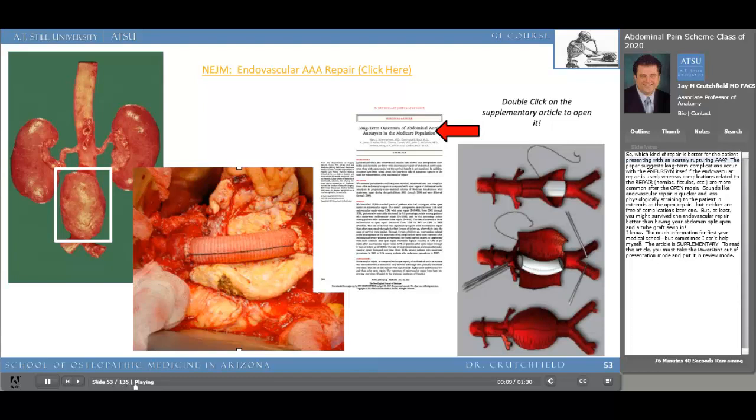Whereas complications related to the repair, i.e. hernias from the large incision, fistulas, i.e. connections between the aorta and the duodenum, called an aortoenteric fistula, are more common after the open repair. So it sounds like endovascular repair is quicker and less physiologically straining on the patient who's in extremis. The open repair would be much more physiologically challenging, but neither are free of complications. At least you might survive the endovascular repair better than having your abdomen split open and a tube graft in, and then at least you have time now to worry about what you want to do about the aneurysm later, if anything.